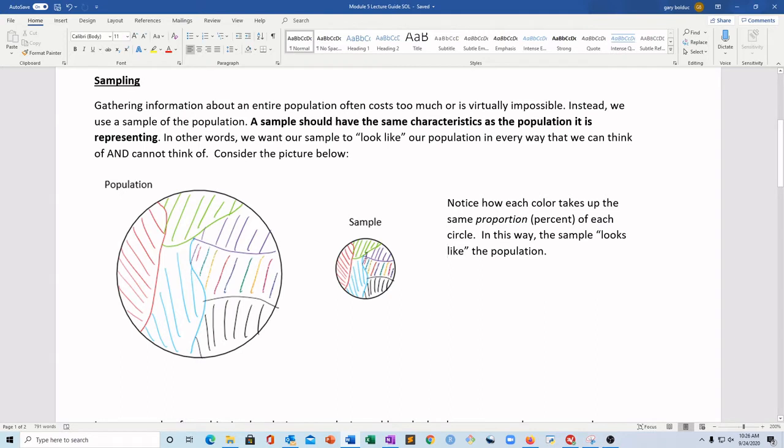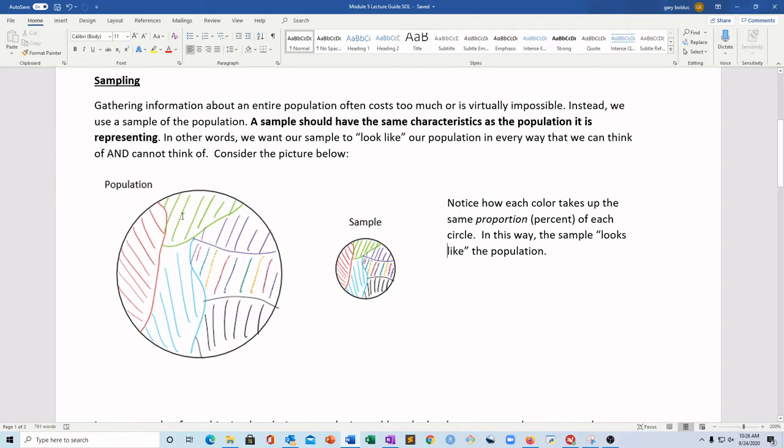When I look at my sample, I want to make sure that the proportion of people who would answer green is about the same in this little group as it is in the big group. Okay, so what do you mean, the proportion? See how in this big group, you've got this amount of green. This takes up some percentage of my big circle.